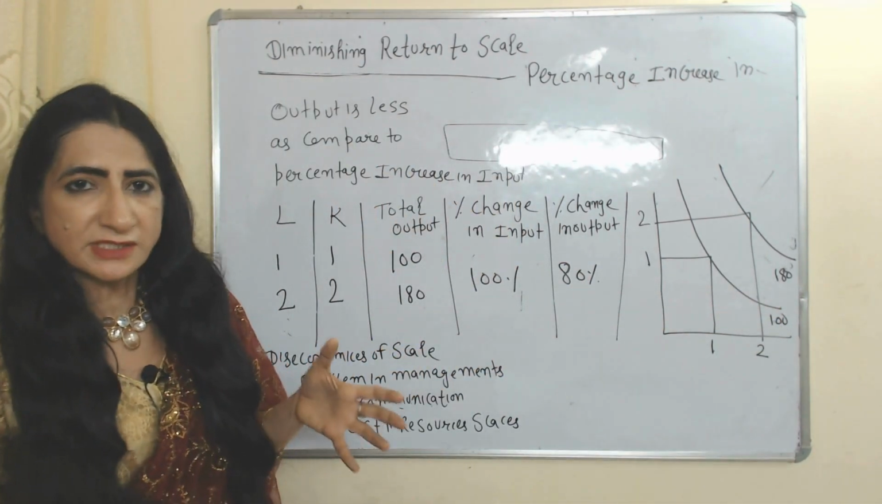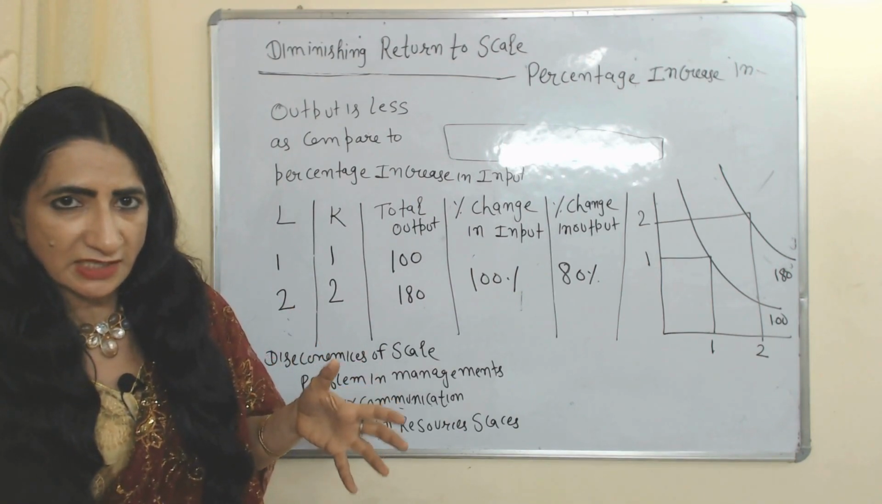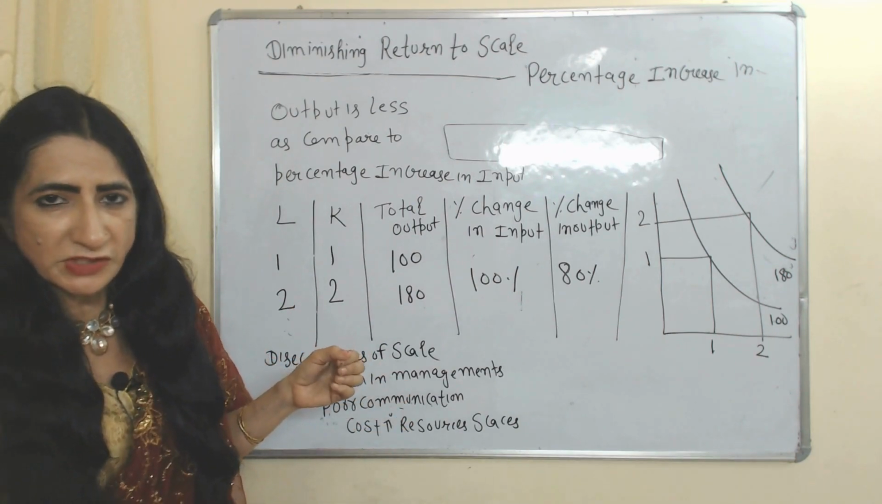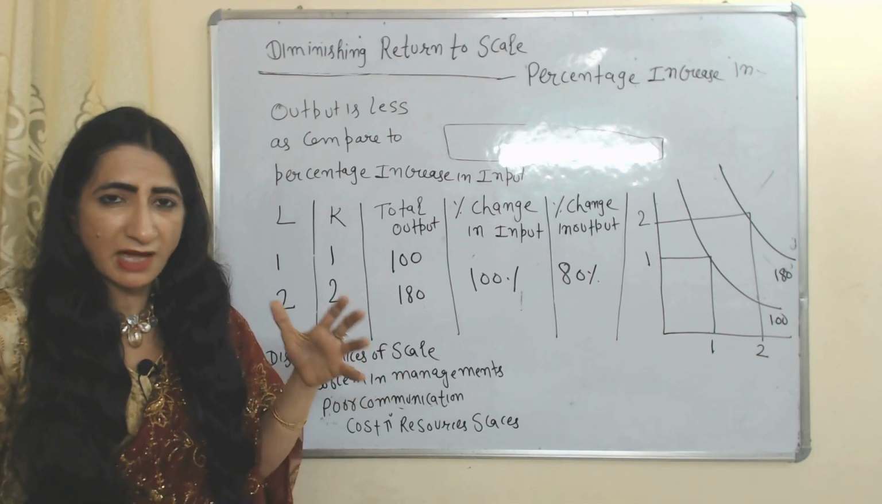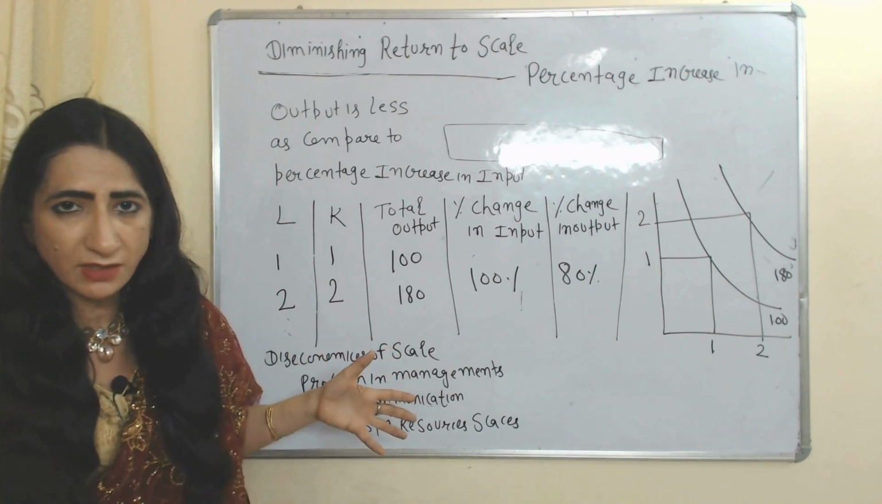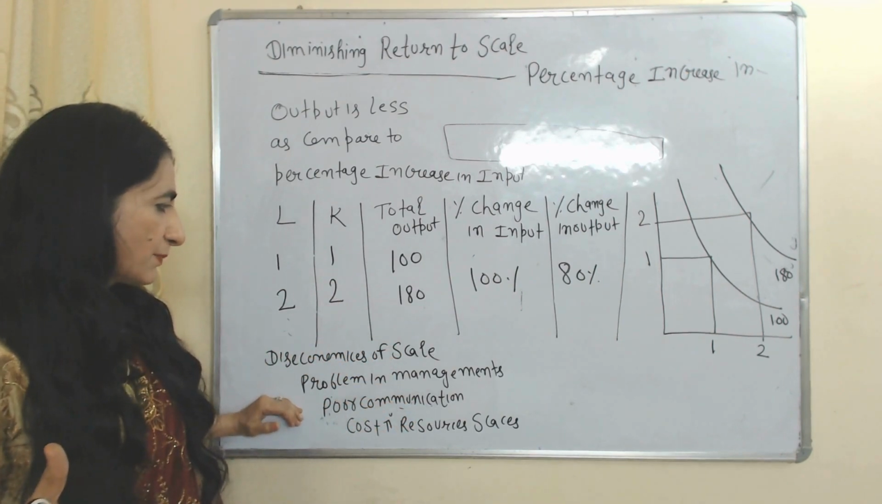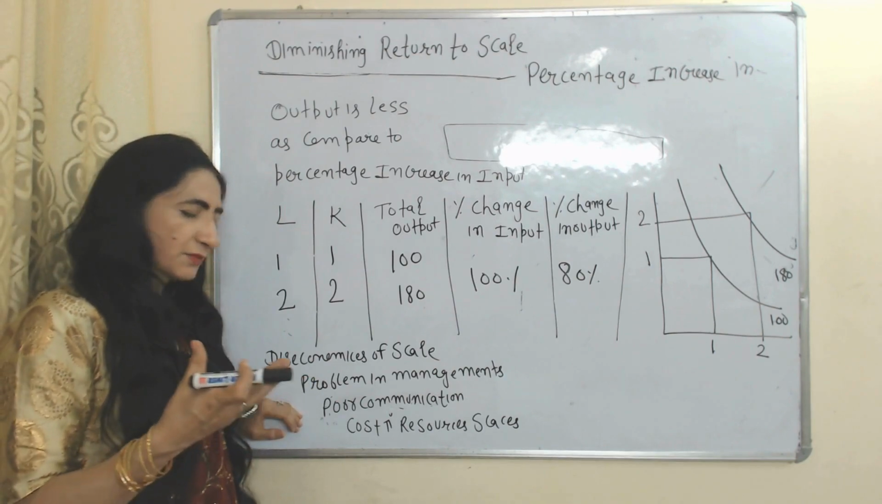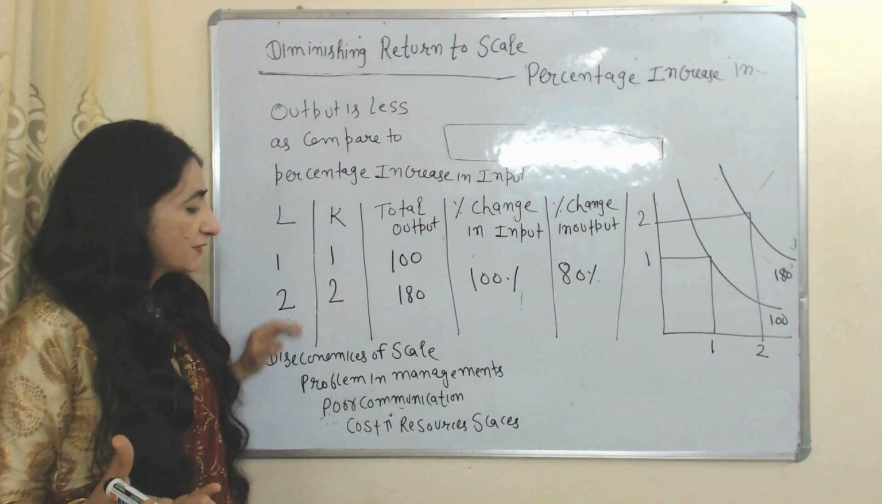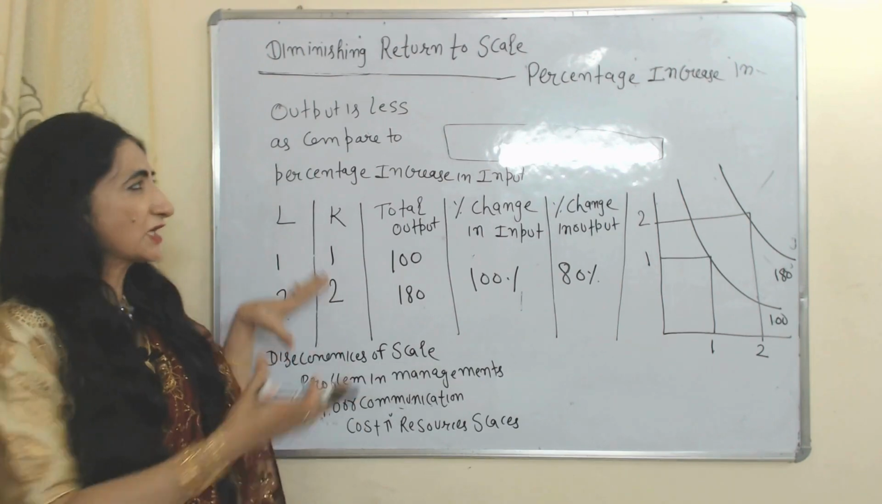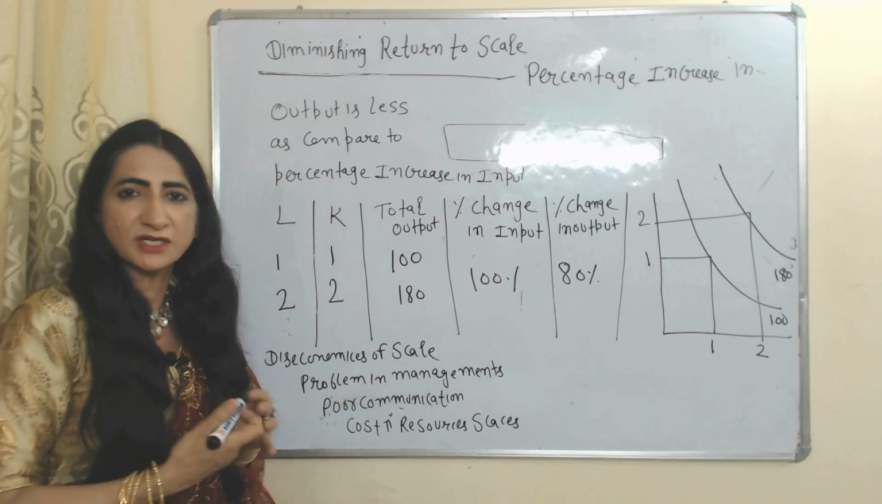But why do we receive diminishing returns to scale? Because of diseconomies of scale. During the long time period, when we increase our production at large scale, we receive some diseconomies of scale. For example, problems of management, poor communication, our costs increase, our resources become limited. Because of these diseconomies of scale, we start receiving diminishing returns to scale.